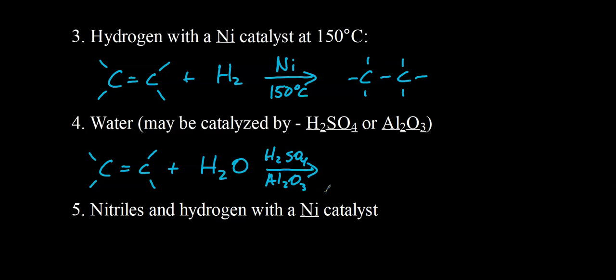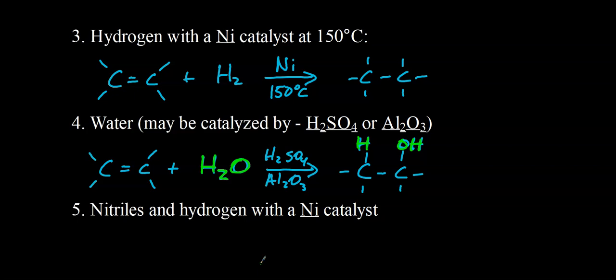And so what we do in this case is we're taking an alkene and converting it into an alcohol. So probably should have written the H2O in a different color, just for emphasis. So hydrogen goes to one carbon, the hydroxyl goes to the other carbon, and so we're converting an alkene into an alcohol.